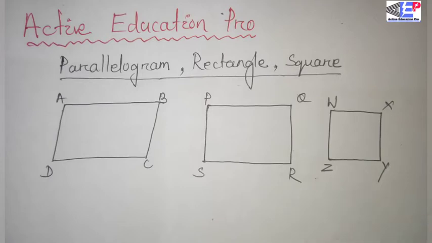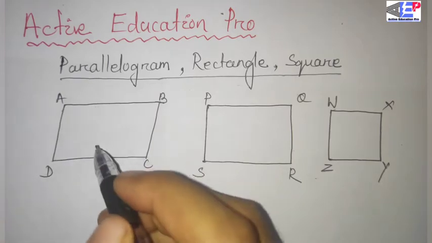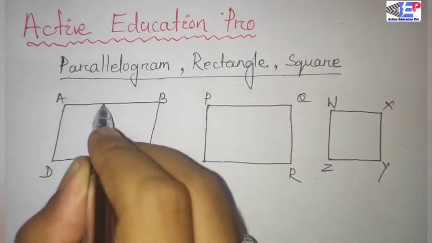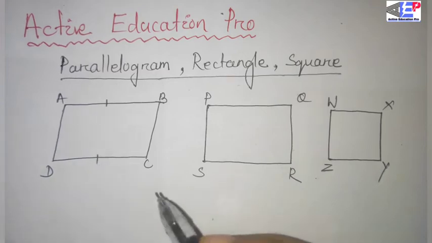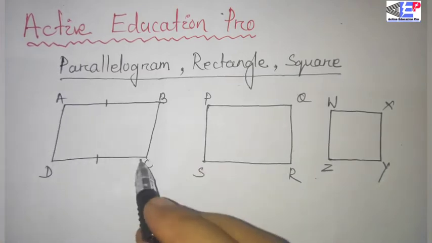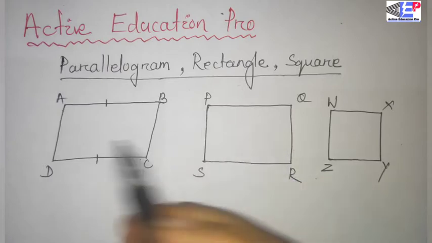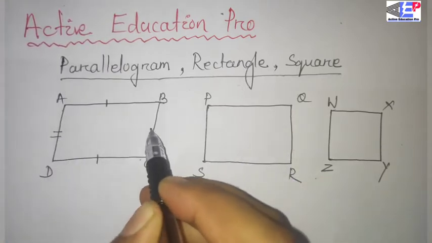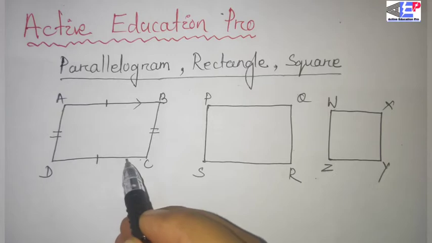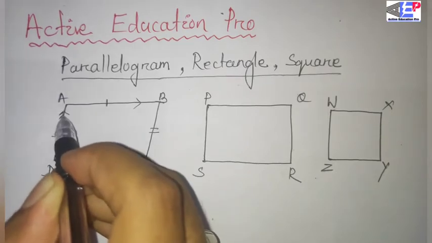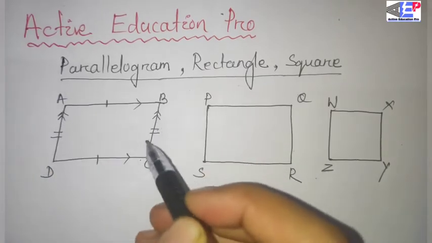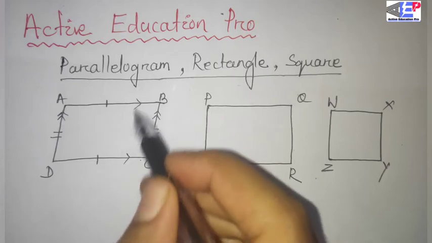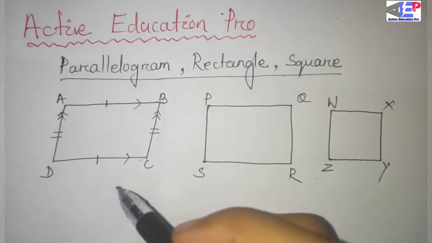In a parallelogram, you know very well, opposite pairs of sides are parallel and equal to each other. So here AB and CD are parallel and equal. AB is equal to CD, and AD and BC are the other pair of opposite sides, so AD is equal to BC, AB is parallel to DC, and AD is parallel to BC. By putting arrow marks here, I show you that the opposite pairs of sides are parallel to each other.